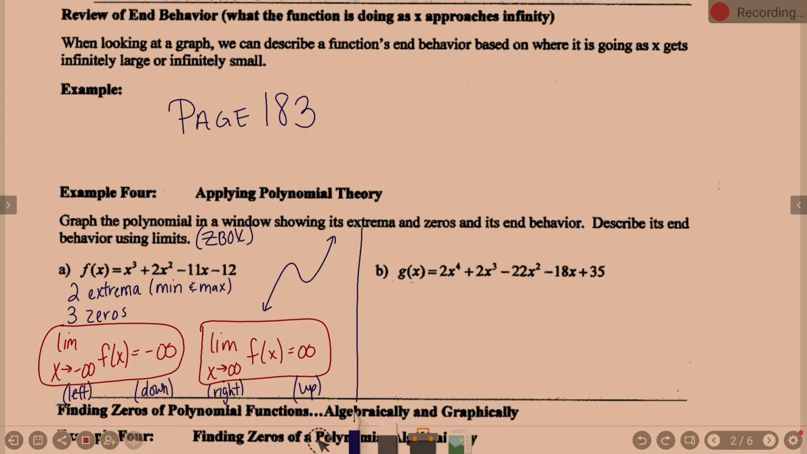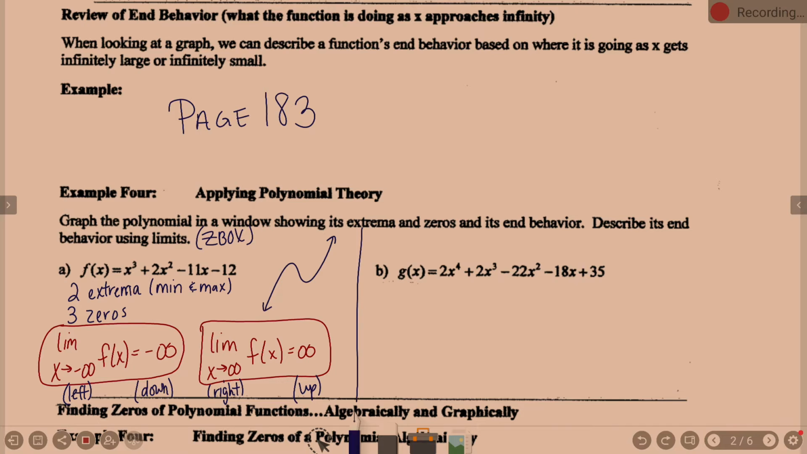Okay, so B, what do we need to do? Graph it. We're going to get it graphed in your calculator. I am not prepared, so you're going to be a step ahead of me. Work to get it graphed on a good viewable screen.